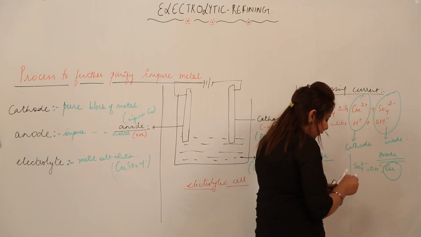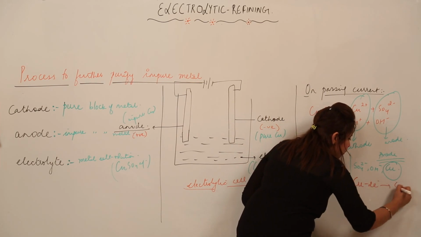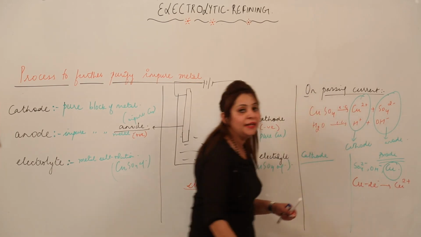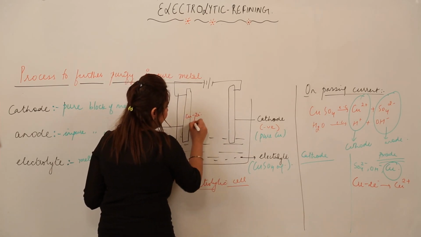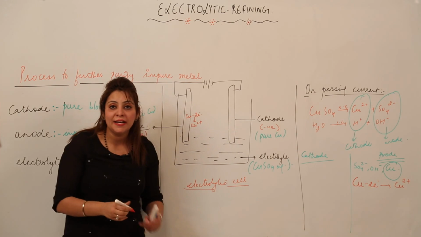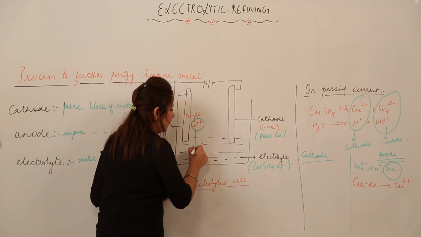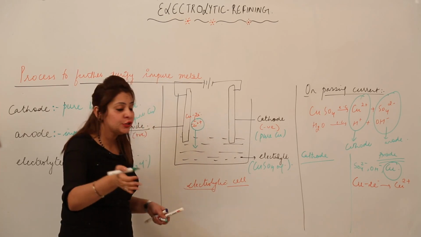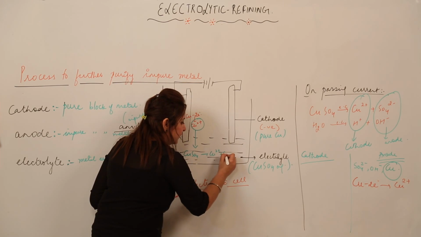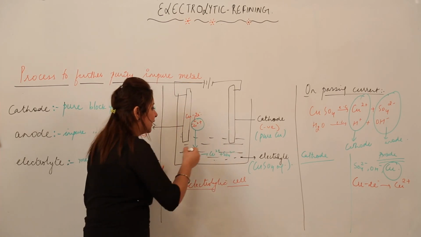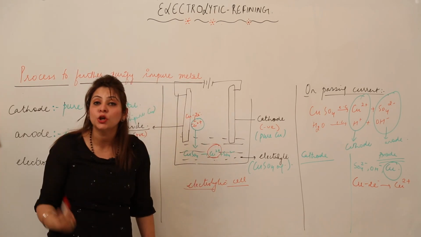What happens? Copper loses 2 electrons and gets converted into an ion. So Cu2+ ions are formed, and they go into the solution. The solution already has Cu2+ and sulfate ions, so the concentration of Cu2+ ions in the solution increases.